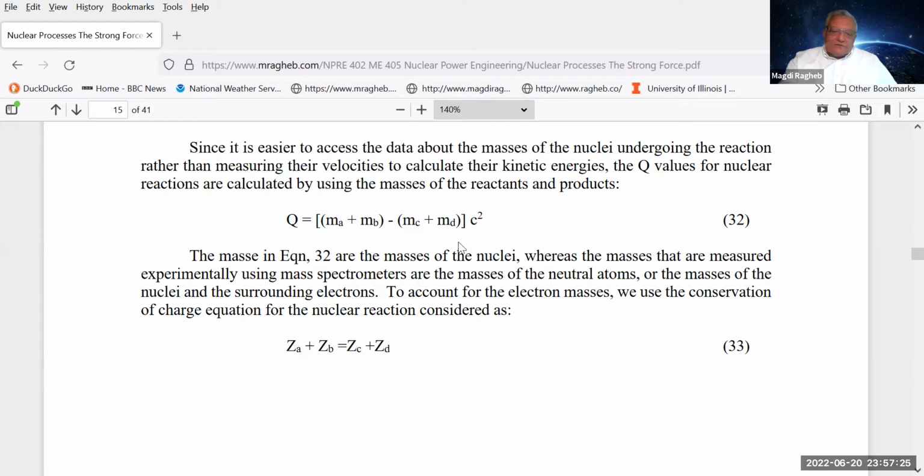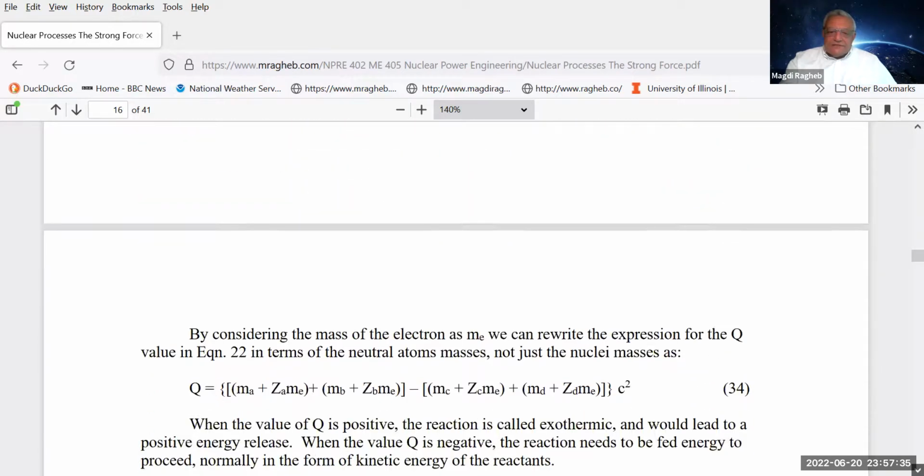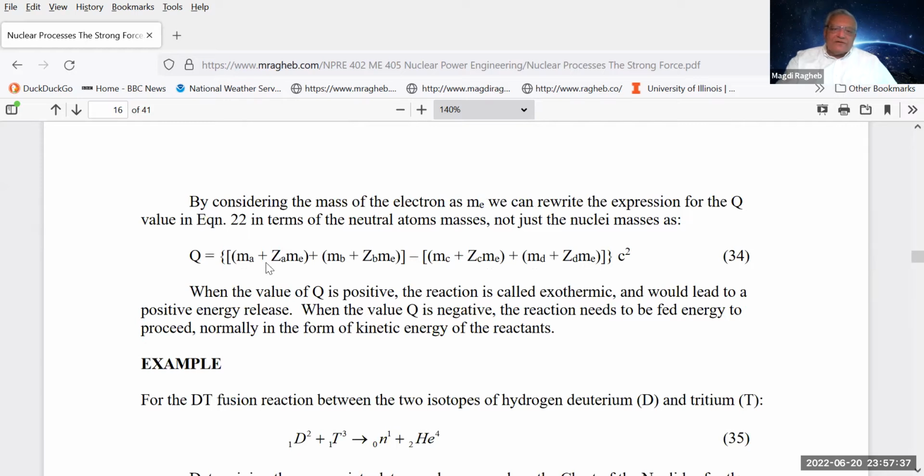Notice that in those reactions, we also conserve the charge. The charge of A plus B should be equal to the charge of C plus the charge of D. And in that case, for the Q value of the reactions, it's a difference in the masses of the nuclei, obviously, M sub A, M sub B, M sub C, M sub D. We have a problem though.